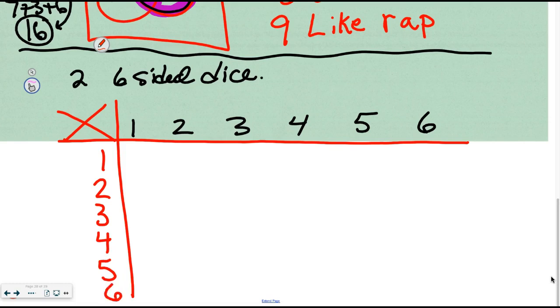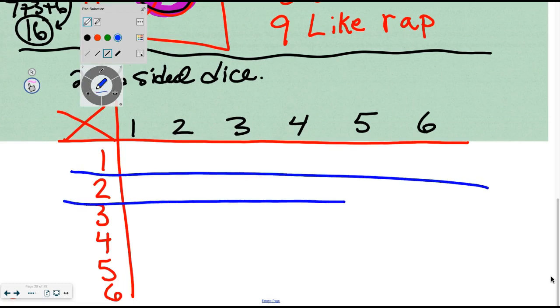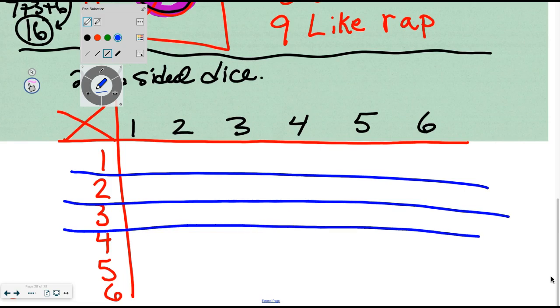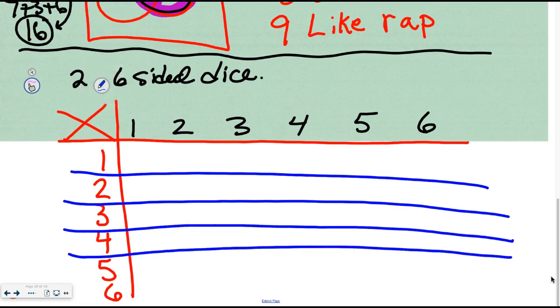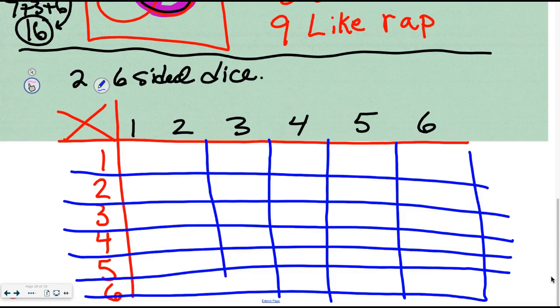Now when you answer it, it depends on what they ask you for. So I'm going to go in blue and finish off my grid here, guys. So you give me a minute here. I'm going to go like this, and like this, and like this, and like this. I'm creating all possible rolls.